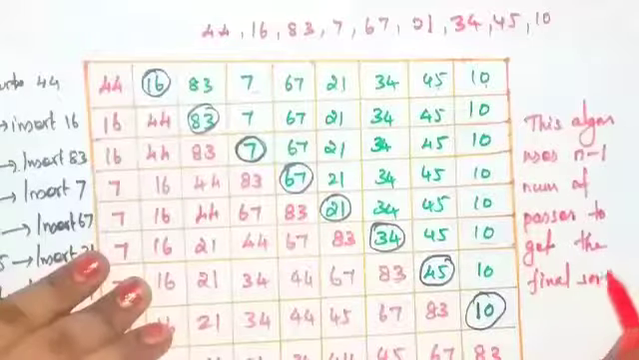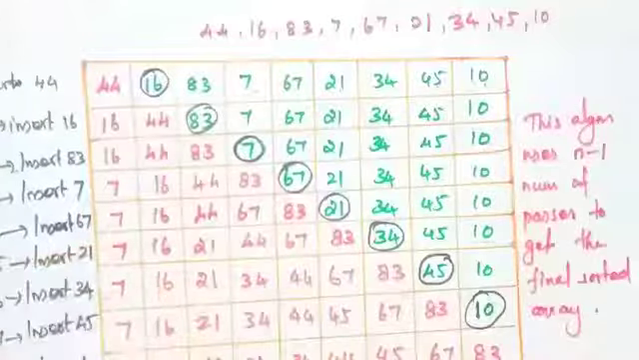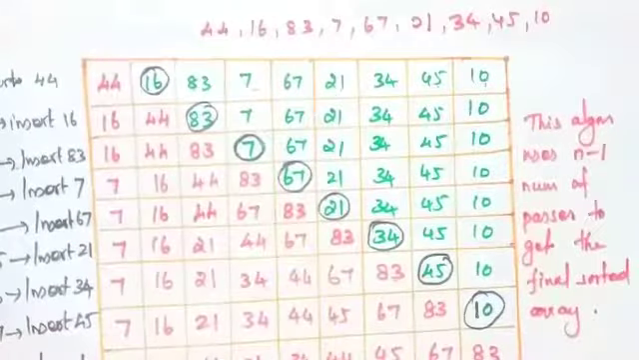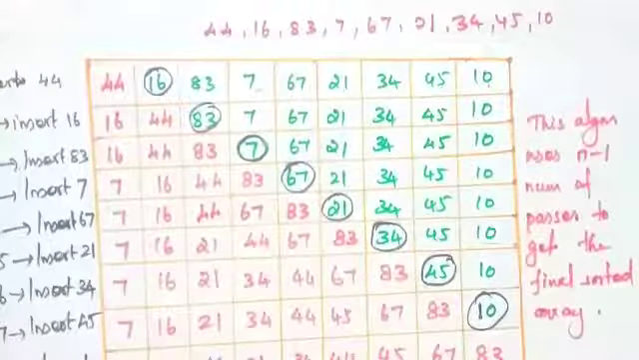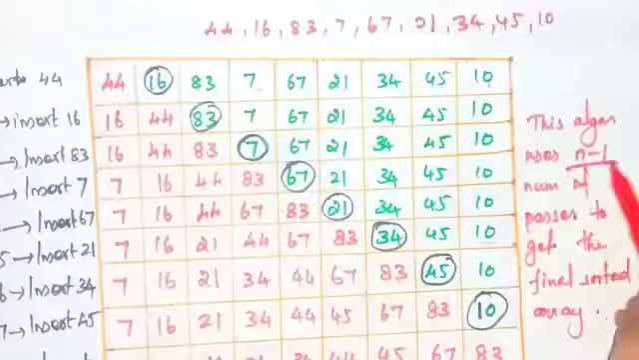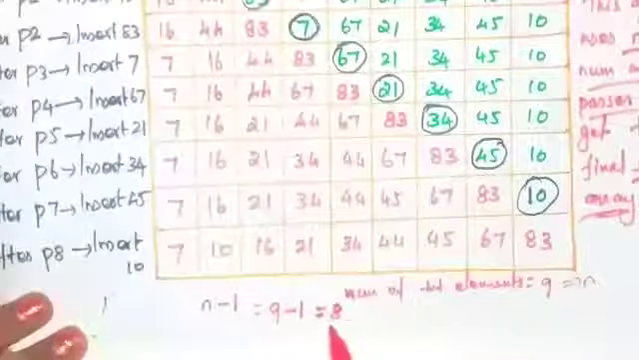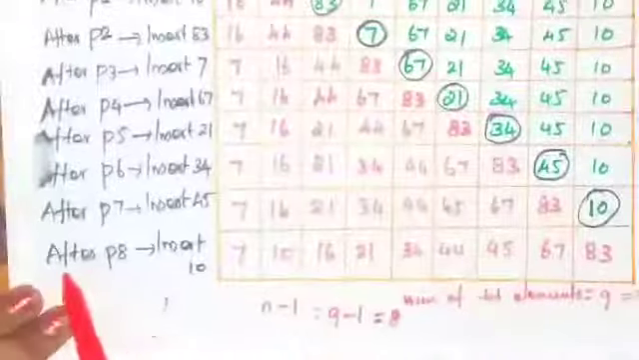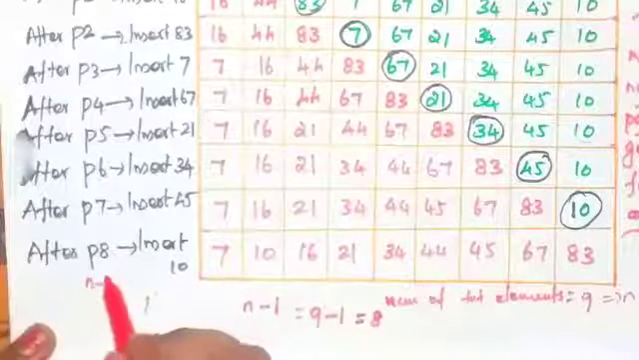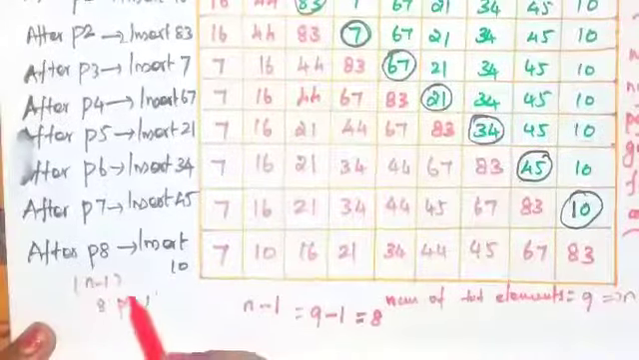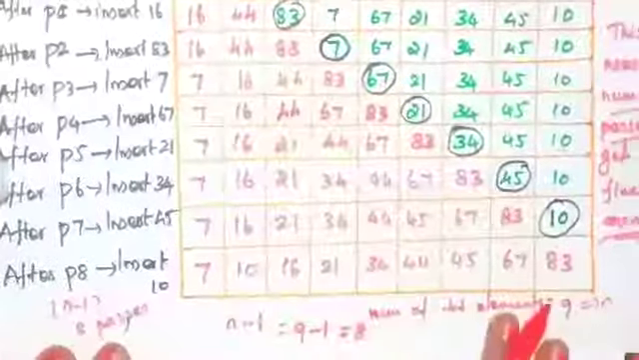See here, the number of elements is 9. That is n. So n minus 1 means 9 minus 1, 8. So we have to complete n minus 1 passes to get the final sorted array. Here n minus 1 means 8. So you can see here after completing pass 8, we got the sorted array. N minus 1 passes means 8 passes. So after 8 passes, after 8 iterations, we got the final sorted array.